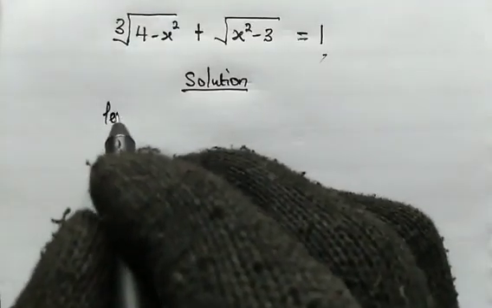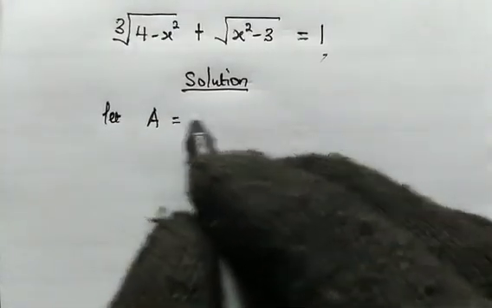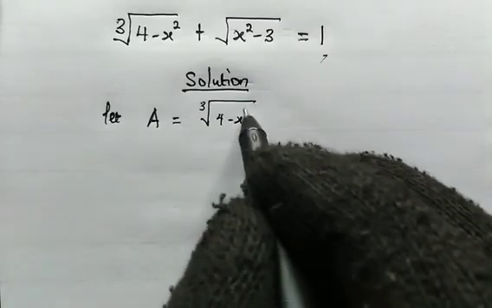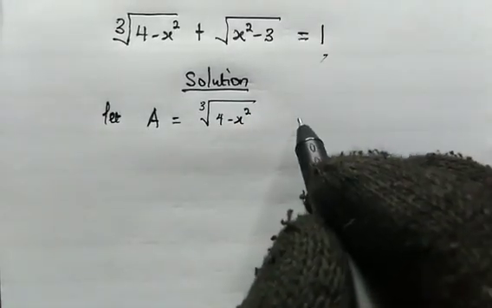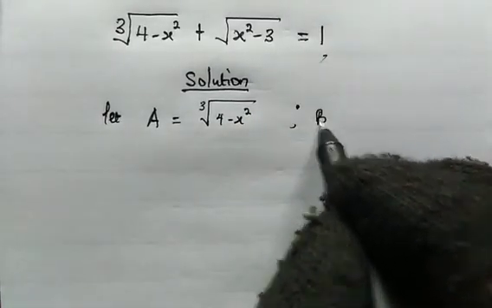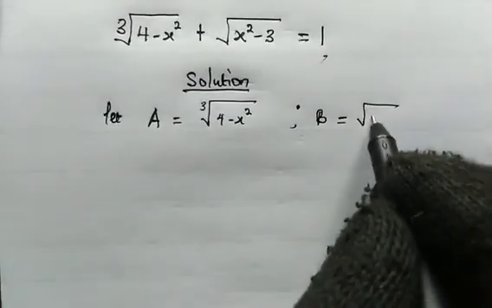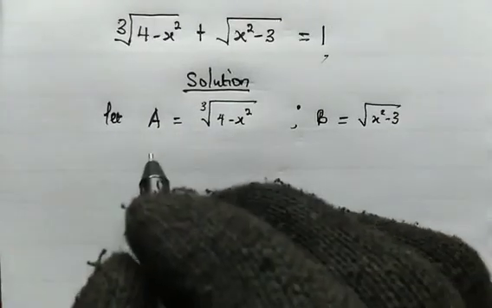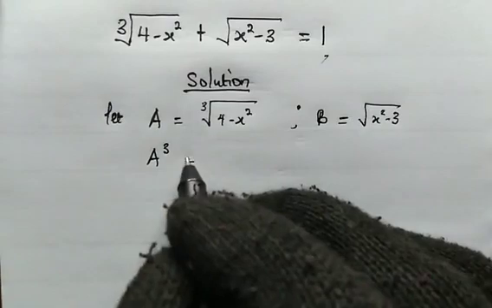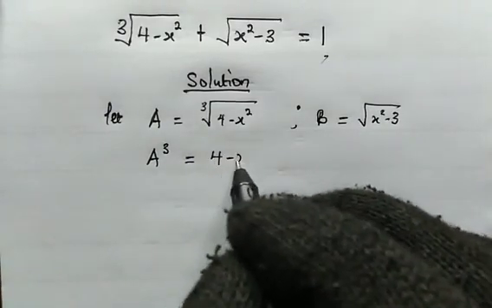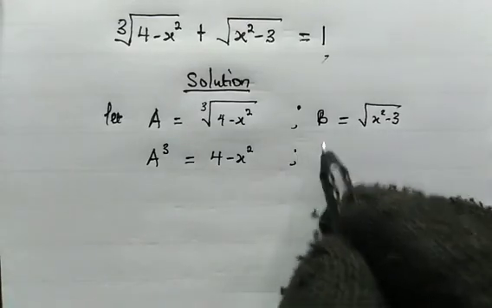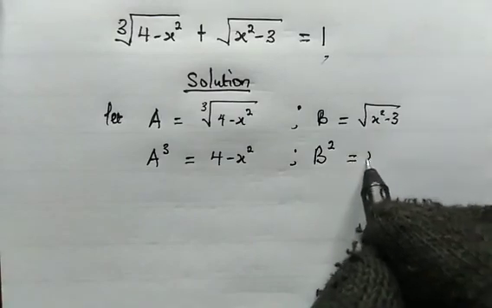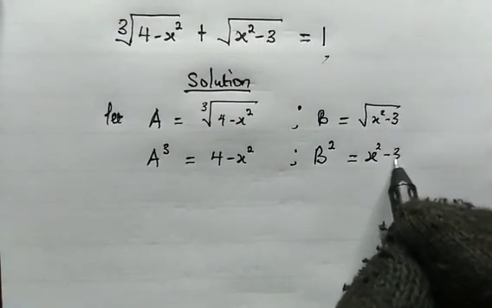We're going to let a equals the cube root of 4 minus x squared, and the other side we're going to let b equals the square root of x squared minus 3. From here, if you cube both sides, we get a cubed equals 4 minus x squared. And from the right here, if you square both sides, we get b squared equals x squared minus 3.